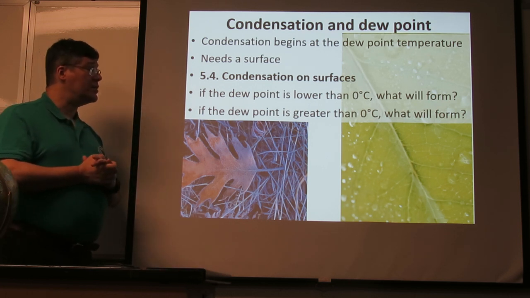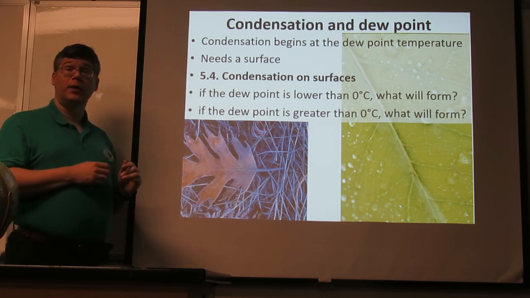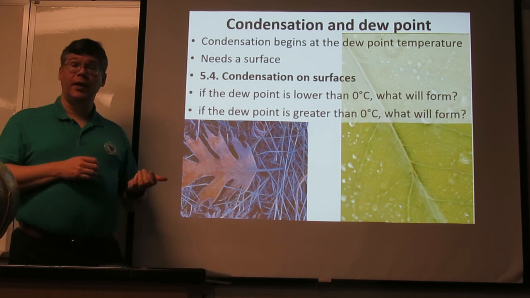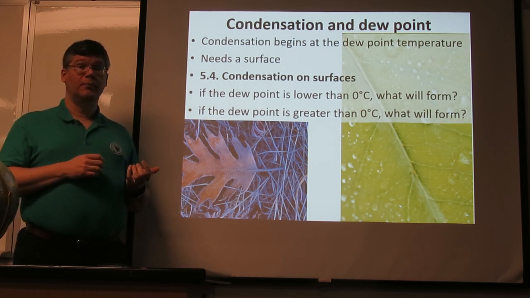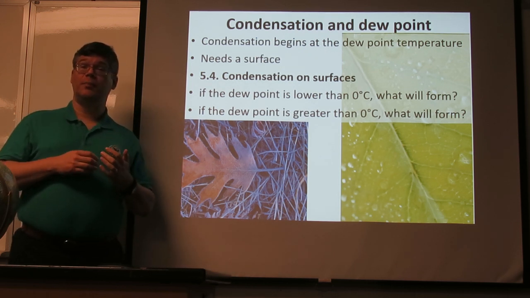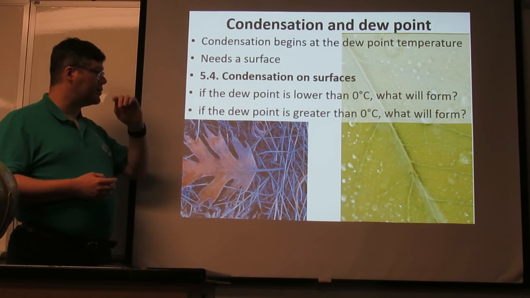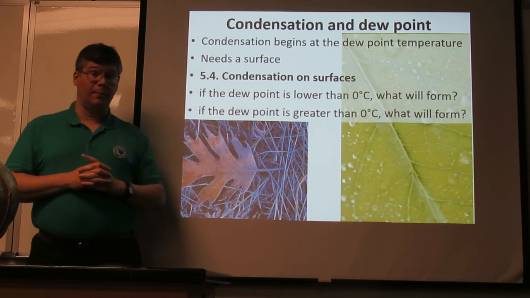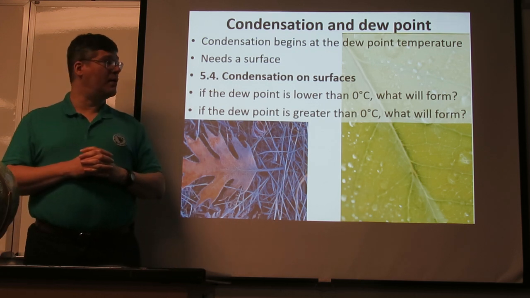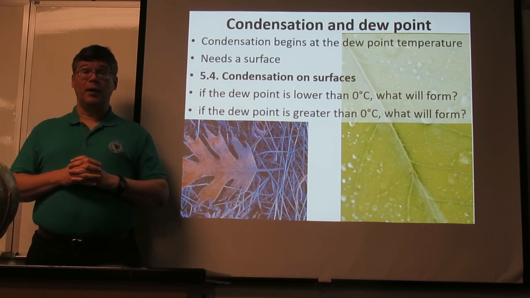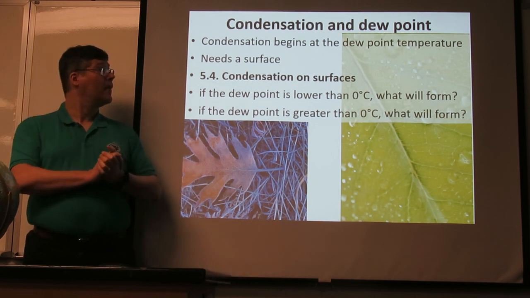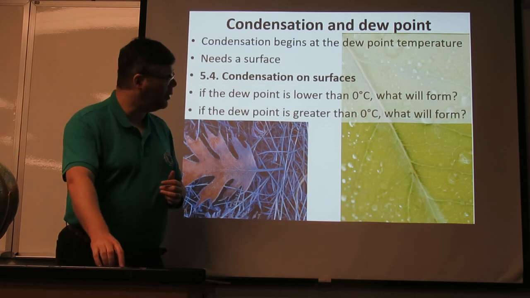So condensation on surfaces: if we have a dew point temperature below 0 Celsius, and the air cools down to that temperature, we will start to build ice. We'll have frost. If the dew point temperature is above the freezing point, above 0 Celsius, well, dew point, we get dew. Not too hard to guess that one.